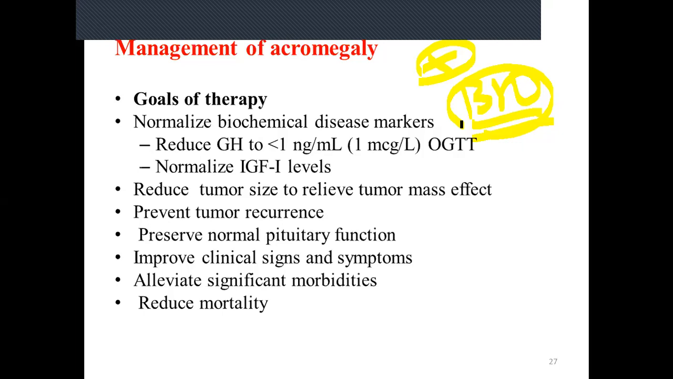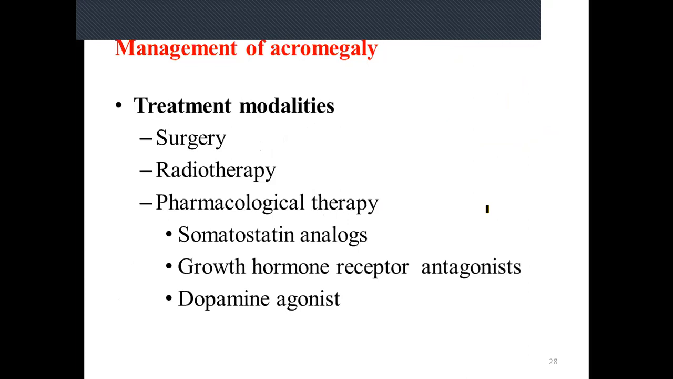Then the goal of therapy in this condition is to normalize the biochemical disease marker, mostly the growth hormone and even the IGF level. That is the goal of therapy. Then reduce the tumor size to relieve the tumor mass effect. That is the most common thing we need to do. Then preserve pituitary function, alleviate significant comorbidity, and improve clinical signs and symptoms. Those are the goals of treatment.